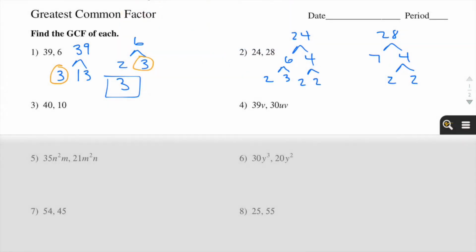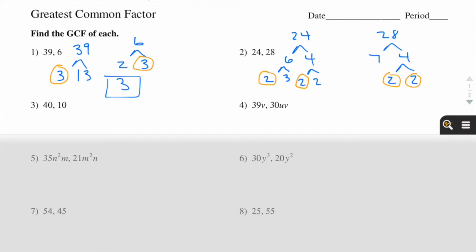So now let's circle what they have in common. This has a 2 and so does this. This has a 3, but 28 doesn't have a 3, so we can't circle that. This has a 2, this also has a 2. This has another 2, but 28 does not have another 2 to circle, so we can't circle that 2. So let's move on to 28. This has a 7, but 24 doesn't have a 7, so we're done with that.